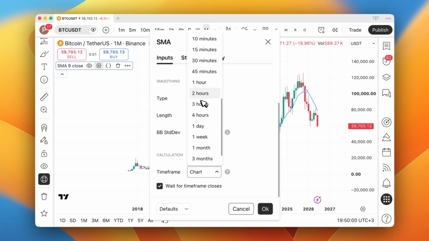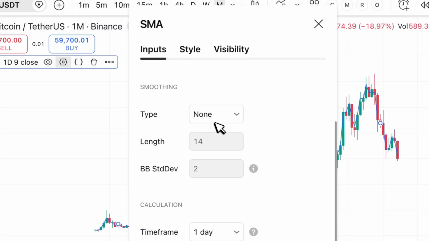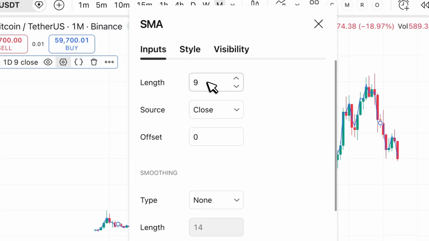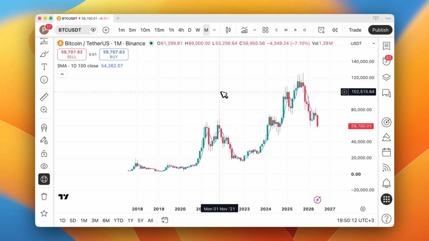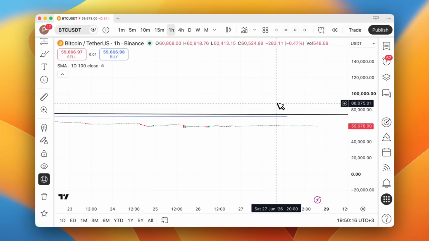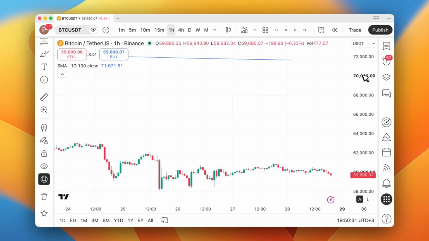Let's go to days, and let's make it 100 days. And now let's go to the hourly time frame. Double click on the price scale, tries to auto fit, but still the chart is broken.